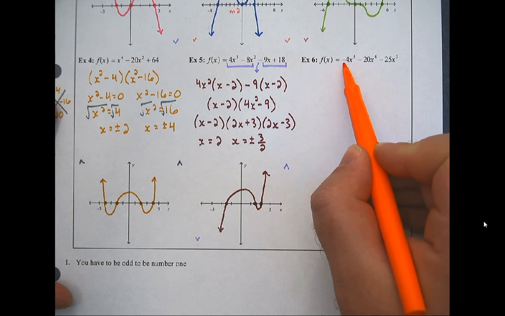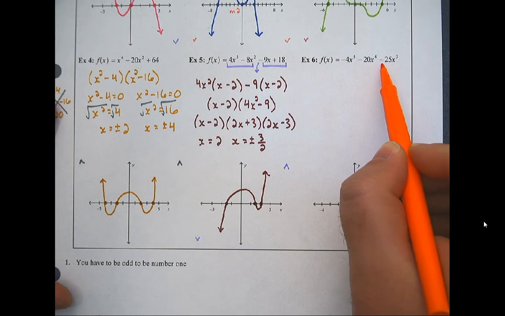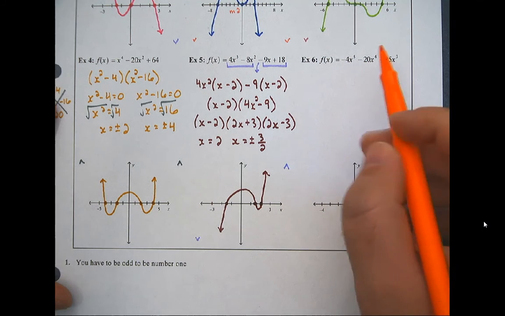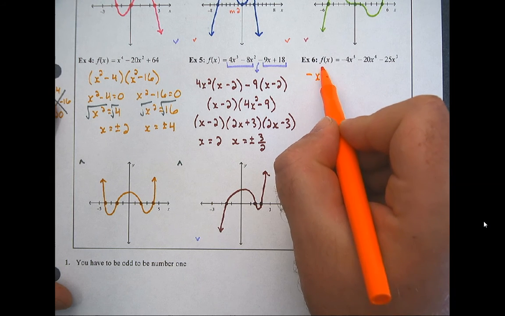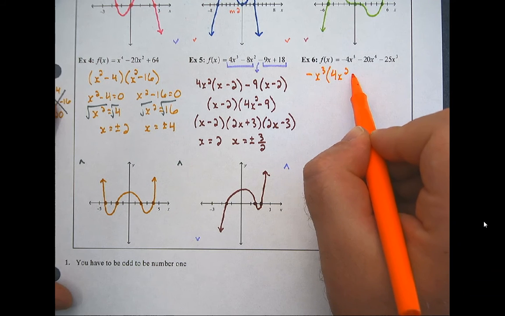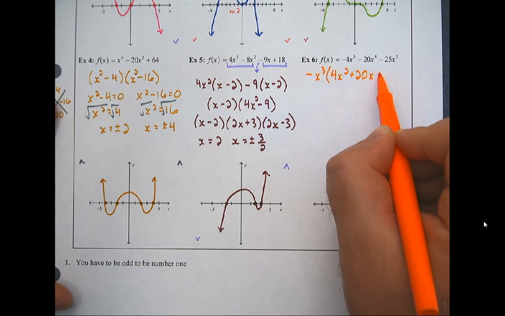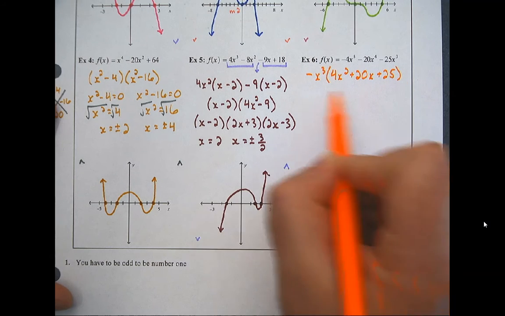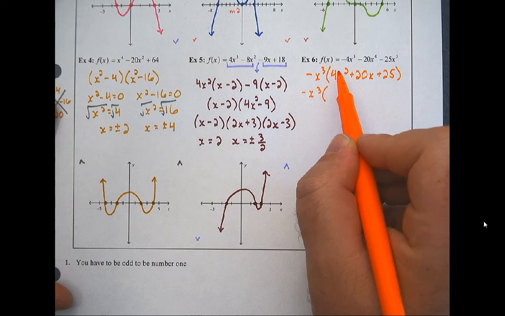I know I got to take out a negative. I'm going to do that right away. 4, 20, and 25 do not have anything in common. x cubed, everything's got at least an x cubed, so I'm going to take out the negative, and I'm going to take out an x cubed. That leaves behind a 4x squared, a positive 20x, and a positive 25. This is something that I can factor.